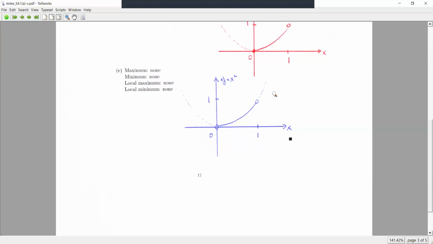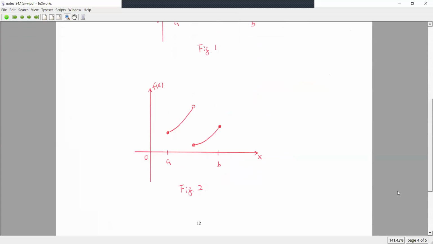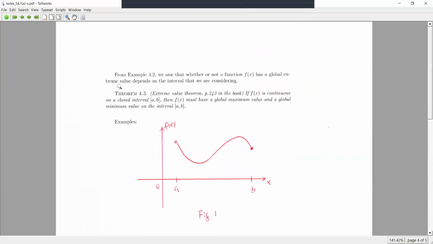This is example number 2. Next page. From example number 2, we saw that whether or not a function has a global maximum value and a global minimum value actually depends on the interval that we are considering.